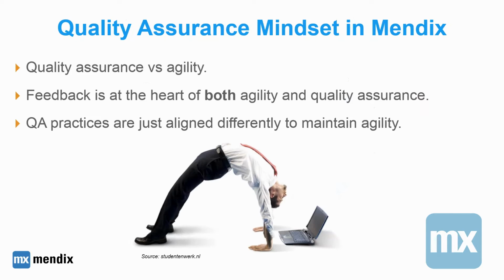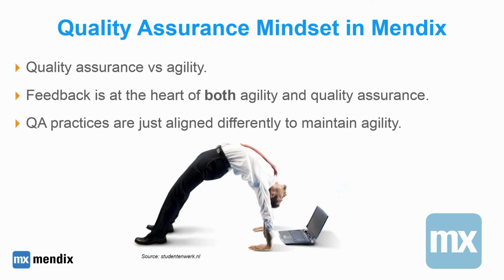So now let's focus on quality assurance in Mendix. What we often see in the field and at customers is that there is a notion that quality assurance and agility are at odds with each other. What we like to put forward is that they are actually not at odds and that they have the same goal in mind. Feedback is actually at the heart of both agility and quality assurance. In agility, we emphasize to fail fast and fail often. In quality assurance, we need the feedback to improve our product.